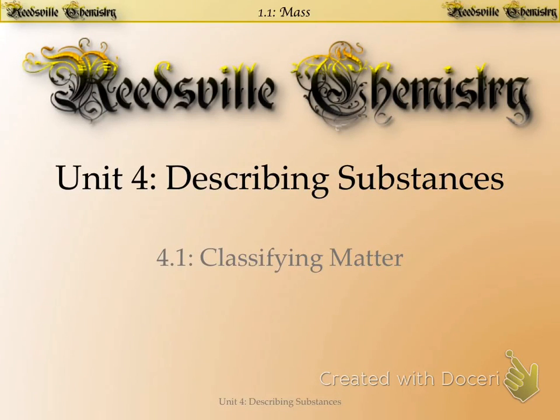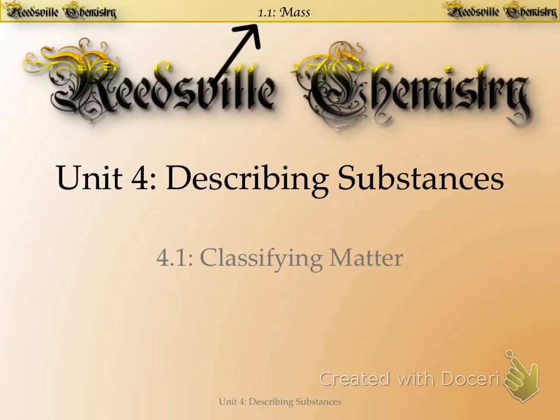All right, let's get some stuff down on notes for what we had done in class today. I've got to make an announcement prior to starting this, though. At the top of the page, it says 1.1 mass. That should not say that. It should obviously say 4.1 classifying matter. So please take note of that when you're watching the rest of these slides. My apologies. So, Unit 4, describing substances.